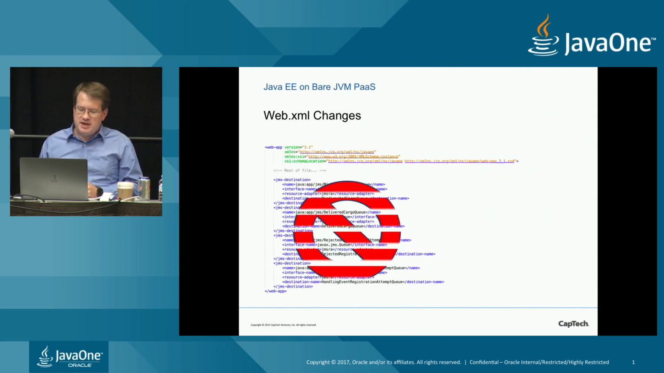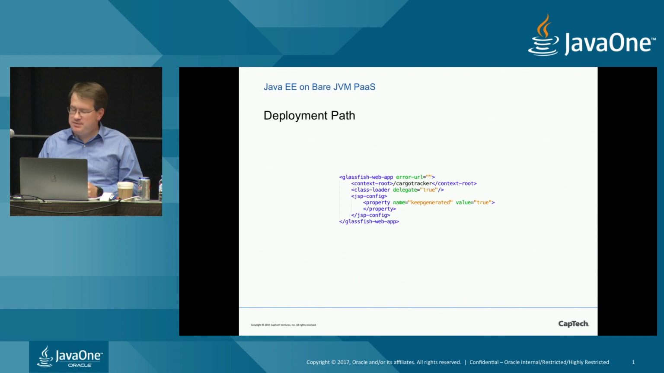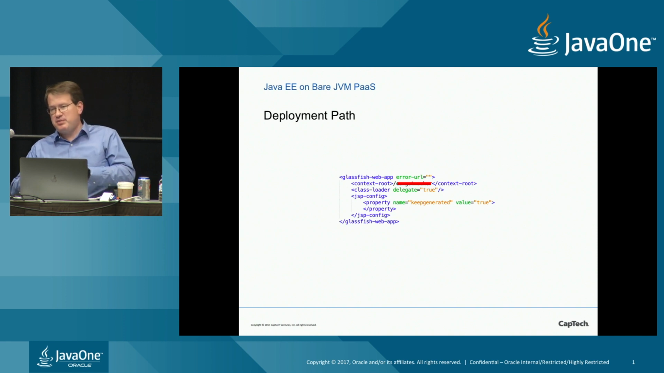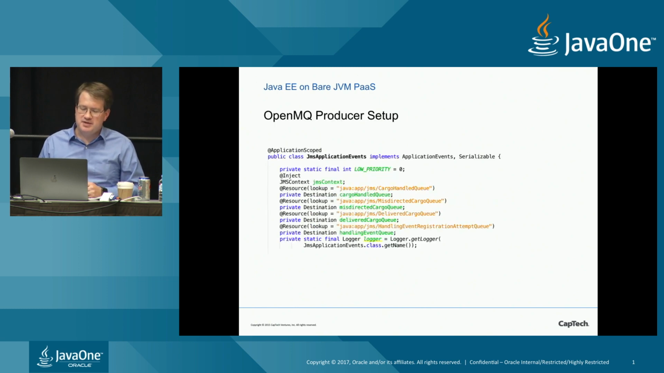Then in the web.xml, remove all of the references to OpenMQ, which is just a delete; you don't have to add anything in there. The application now deploys on the root, so I removed Cargo Tracker from the path. When you open the application, you don't have to open another site and then navigate to /cargo-tracker. It just opens on the root of the application.